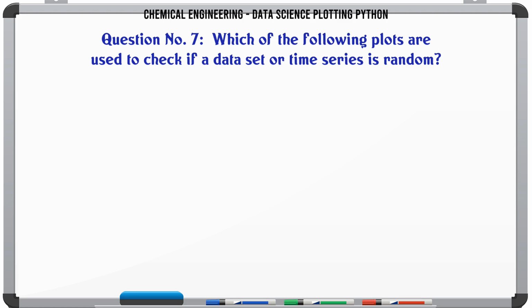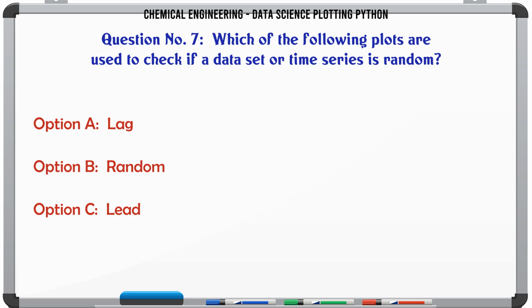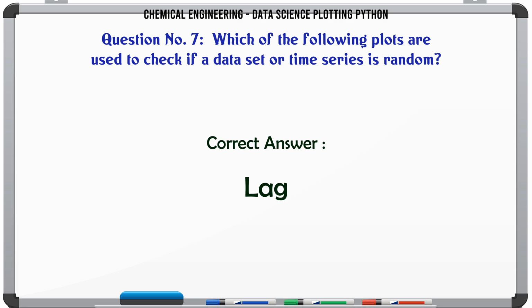Which of the following plots are used to check if a data set or time series is random? A. Lag. B. Random. C. Lid. D. None of the mentioned. The correct answer is lag.